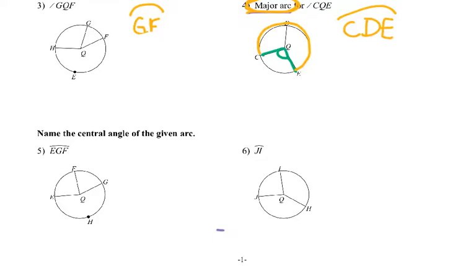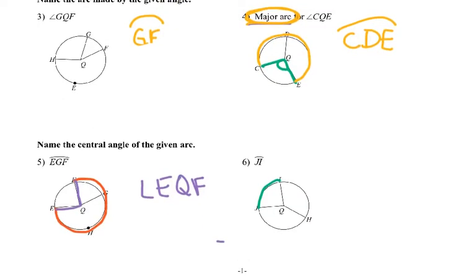Okay, then we have name the central angle for the given arc. So if we have arc EGF, that's major, so it's more than 180. So we're going to start at E, pass through G, finish at F, okay? So that means that the starting and ending point uses these 2 endpoints. So the angle is angle EQF. All right. If we're looking at arc JI, that arc is minor, and it still is intercepted by the angle JQI. All right, so that is that.